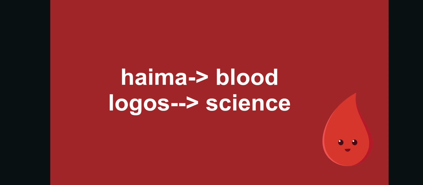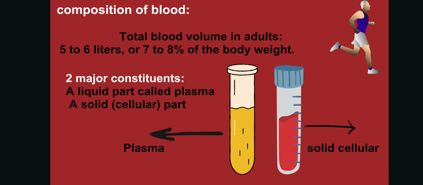So what does hematology mean? Hematology consists of two words: hema, which means blood, and logos, which means science. These are Greek words. So at the end, we will have the hematology word, which means the study of blood. In fact, our body constitutes 5 to 6 liters of total blood volume, or 7 to 8% of body weight.